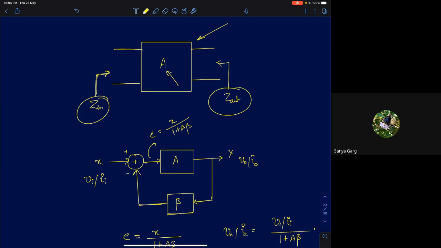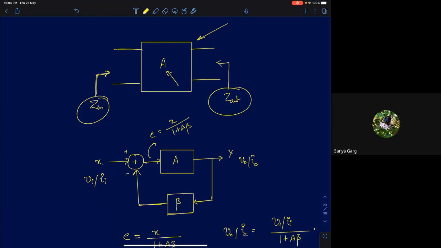We will look at different amplifier models, which are the voltage amplifier, current amplifier, transconductance amplifier, and transimpedance amplifier. And we'll see, after the application of negative feedback, how the input and output impedances change.